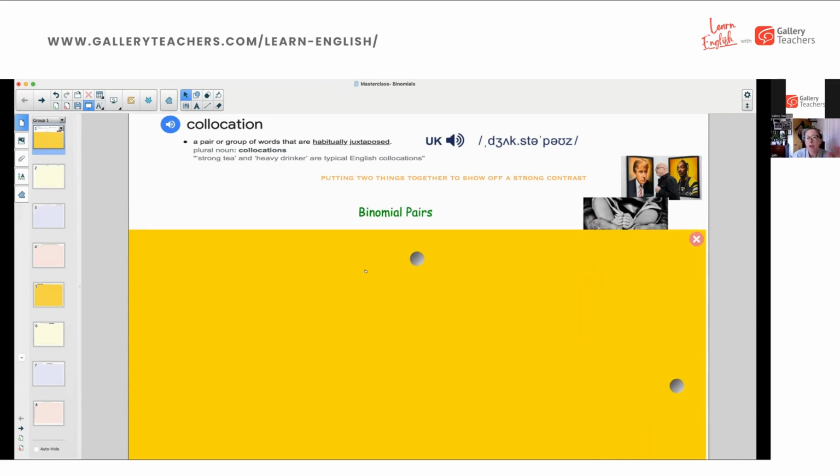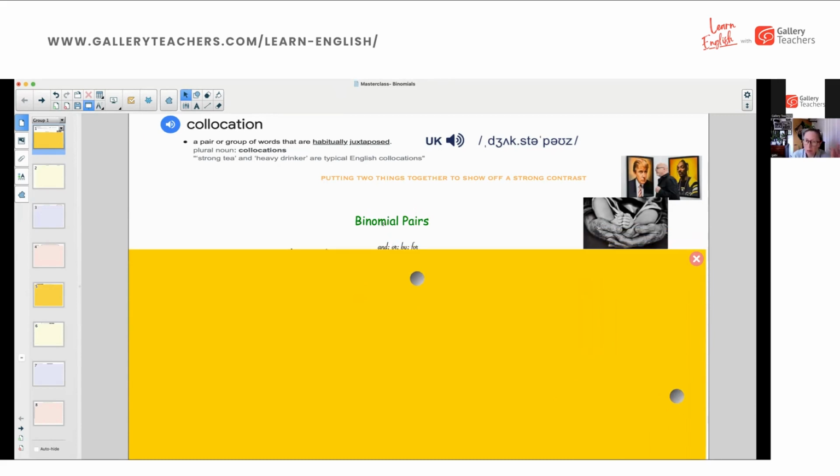collocations, but a particular kind of collocations, and it's binomial pairs. Now, binomial pairs are pairs of words, two words typically, sometimes three, sometimes, well, two, because it's two binomials, two words connected with a conjunction, typically and or, but not necessarily. It could be by or for. And just to get you started, okay, I want you to put your answers in the chat.